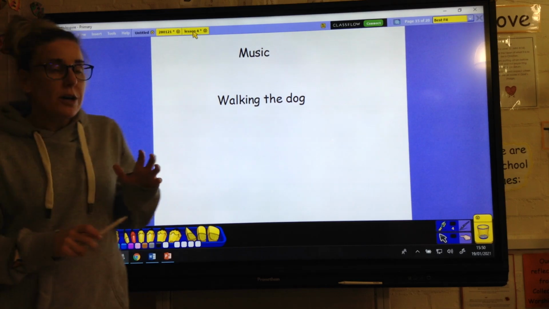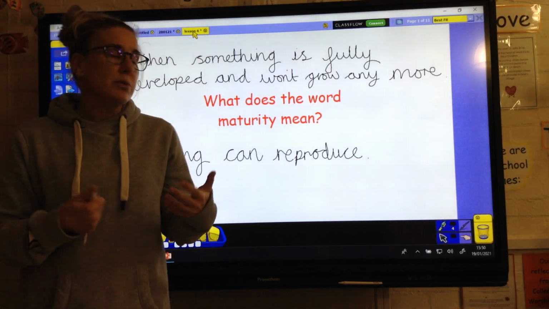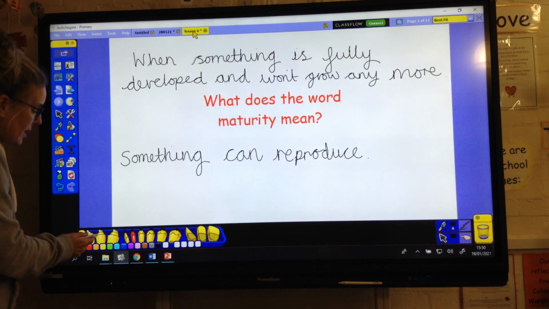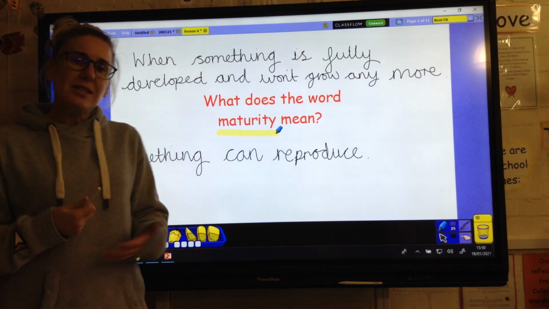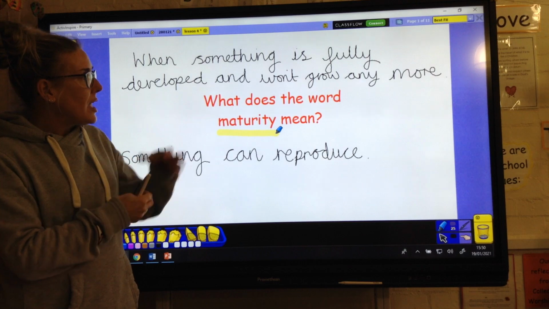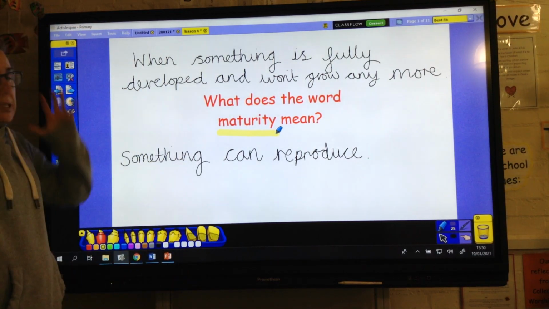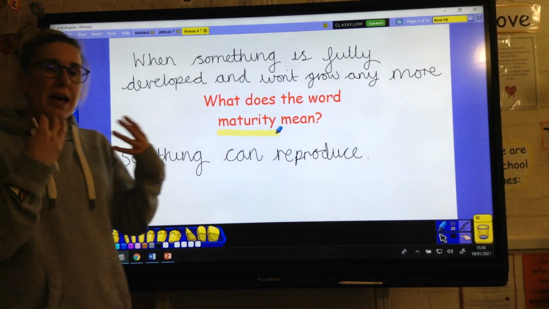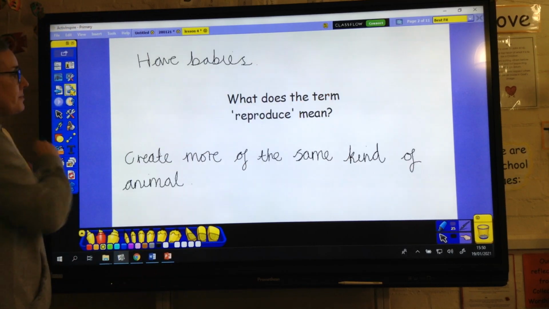So what we're going to do is go into our science for this afternoon, and we've been thinking about animals, okay? We started off this unit thinking about that word maturity, and that's quite a strange word. We don't necessarily use that very much, especially as children. Mrs. Welling has made some notes on here. So maturity is when something is fully grown and it won't grow anymore and it's able to reproduce. So that means it's able to start having babies.